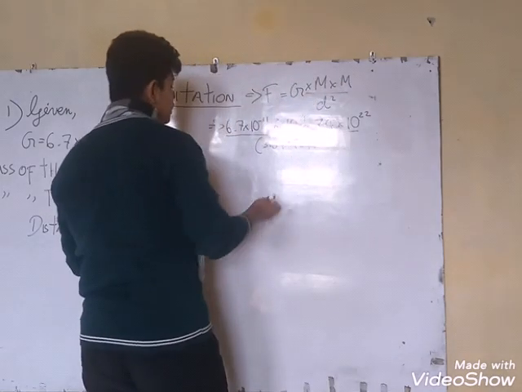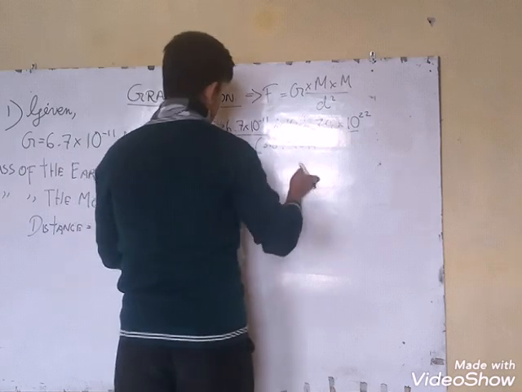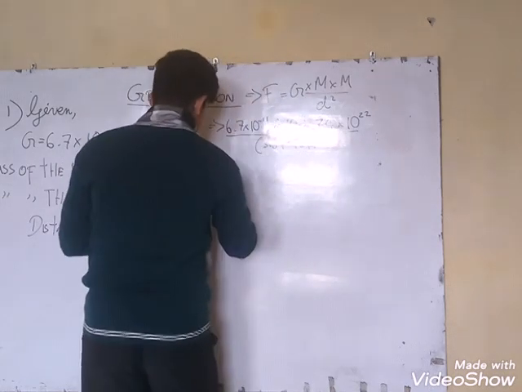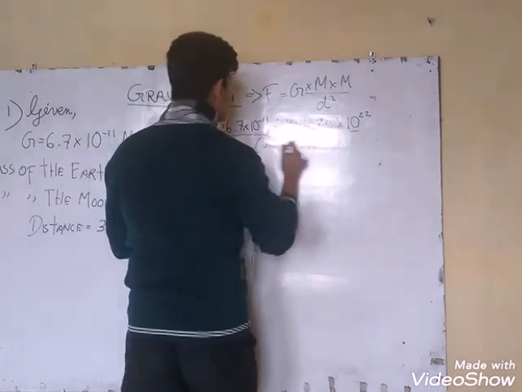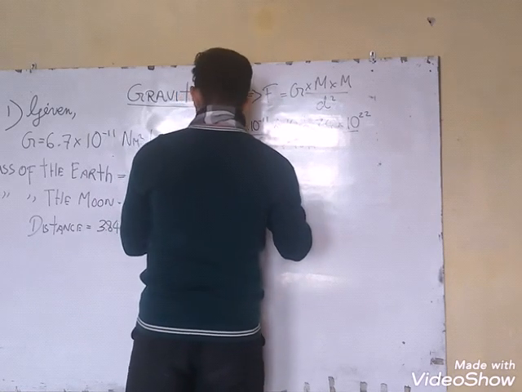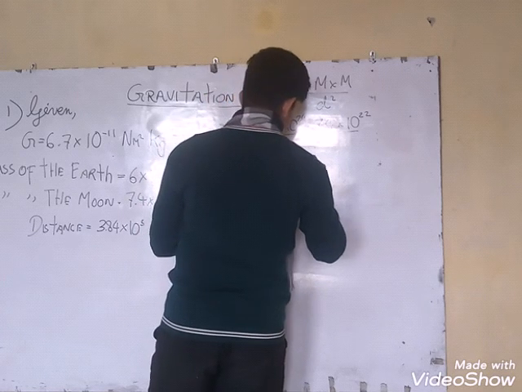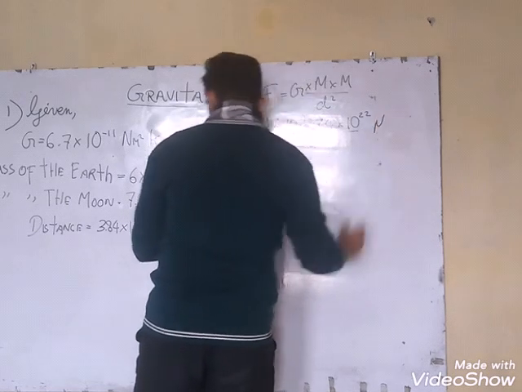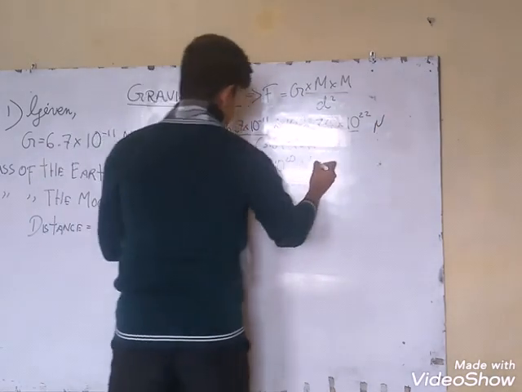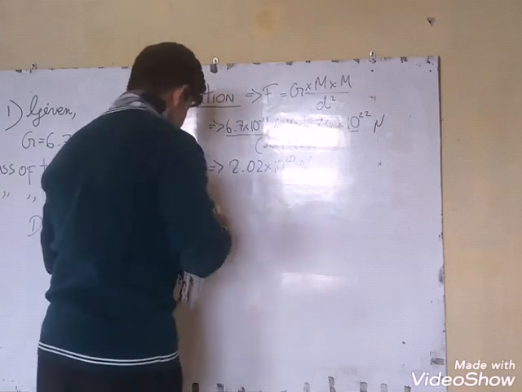So here I have taken the kilometer and converted it into meter. So I am using 10 to the power 8. So after solving this, I'll get the answer 2.02 multiplied by 10 to the power 20 Newton. So this is the answer. This is the force exerted by the Earth on the Moon.